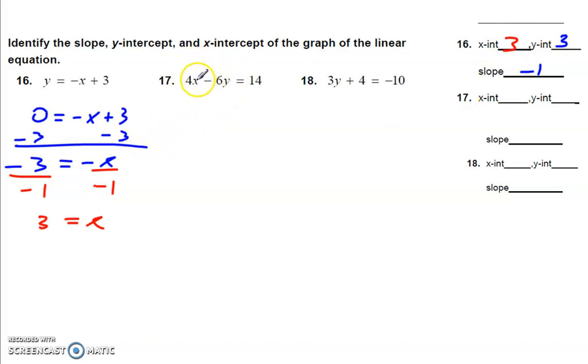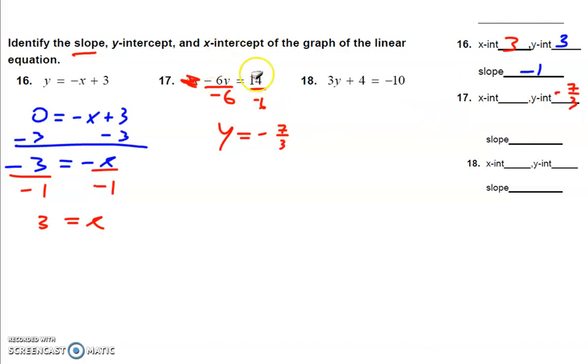Here, we can find the x and y-intercept first, and then to find the slope, we'll put it in slope-intercept form. So if I plug in 0 for x, then this falls away. Now we have -6, so we need to divide by 6 on each side, and then y is equal to -14/6, which can be simplified to -7/3. So the y-intercept is -7/3.